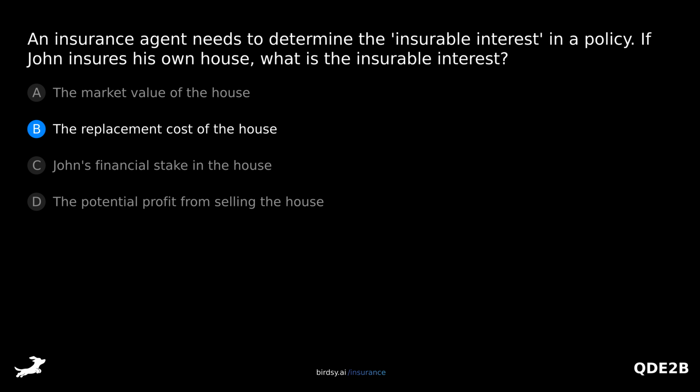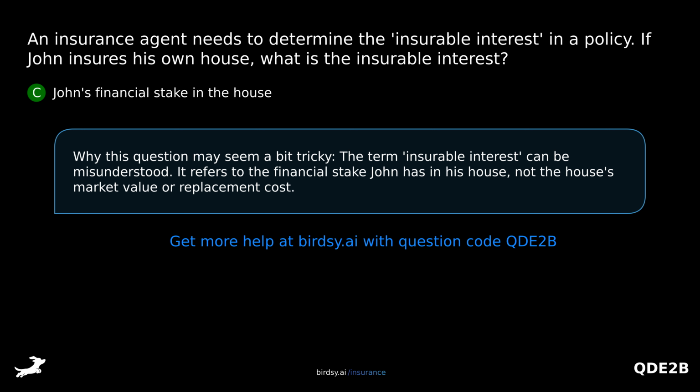Why this question may seem a bit tricky. The term insurable interest can be misunderstood. It refers to the financial stake John has in his house, not the house's market value or replacement cost.